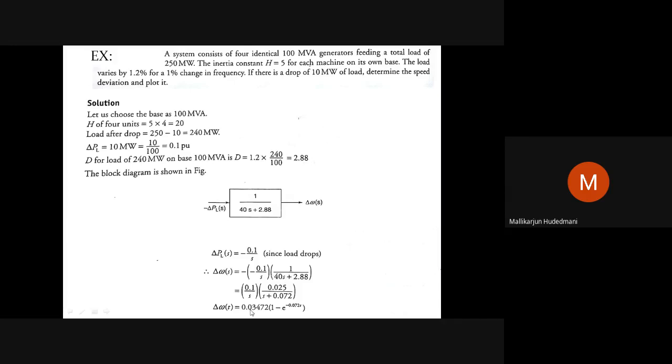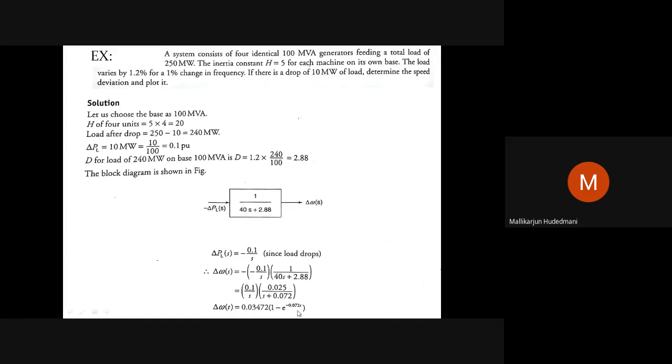Then I can get it as 0.034721 when I take inside minus 0.034721 into e to the power minus 0.072t. It means when I shift it, Kp by 1 plus STP, I'll be getting this transfer function. Then I can take this as A. A becomes minus A in the inverse Laplace. S plus A in the denominator naturally becomes e to the power minus At. So this is how this can be represented as a time domain representation of the particular deviation.